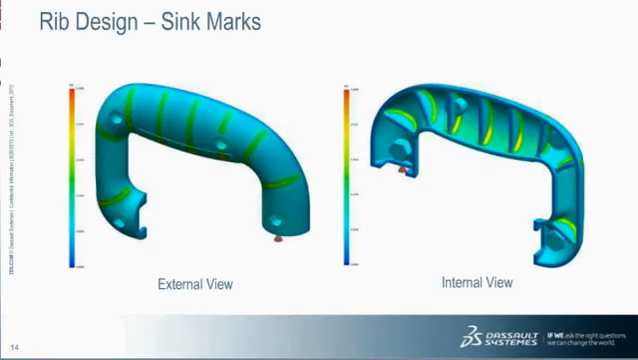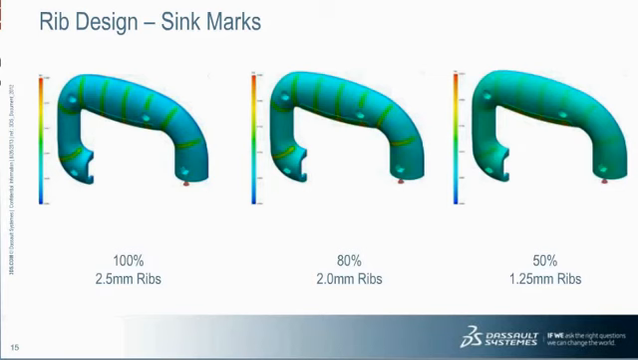This just shows you here how we can use simulation to actually predict the likelihood of sink marks in your molded part. So we have a part here, we're showing the external view and the internal view, and you can see anywhere that we have an internal rib, we're getting sink marks on the surface of our part. This next slide shows you that as we decrease the wall thickness, simulation helps us to identify the fact that the significance of the sink marks decreases as we decrease the thickness at the base of the rib.